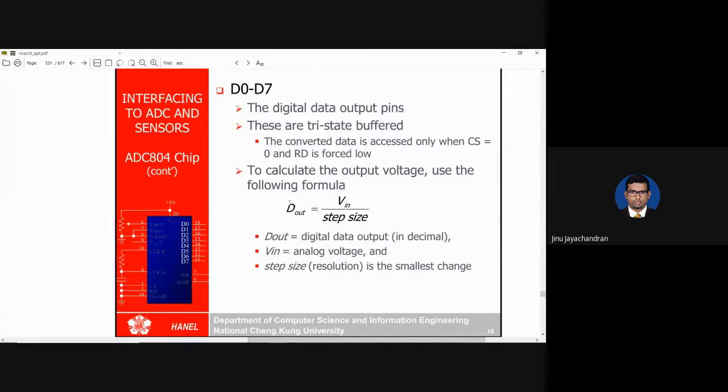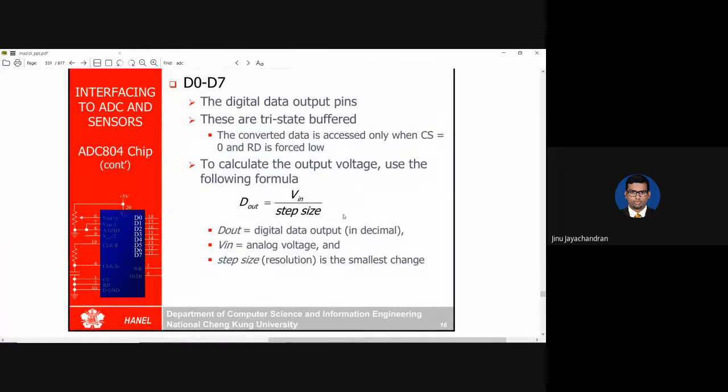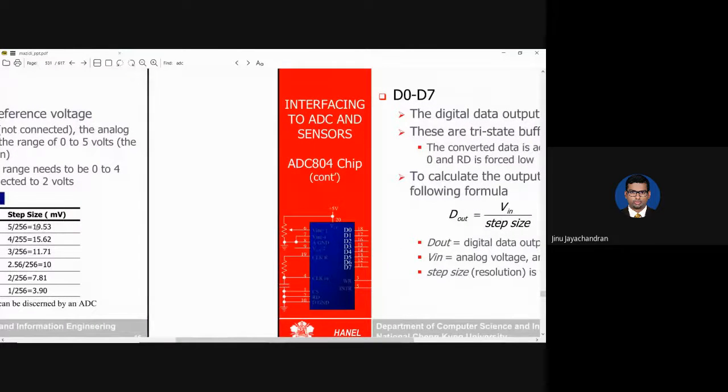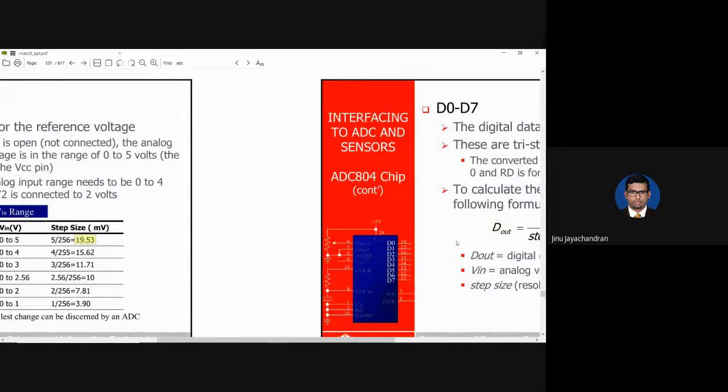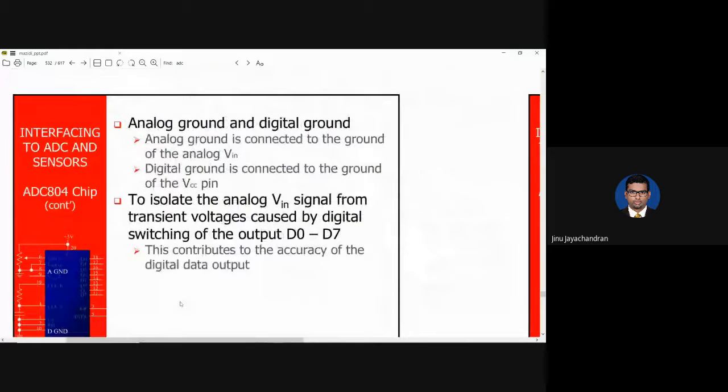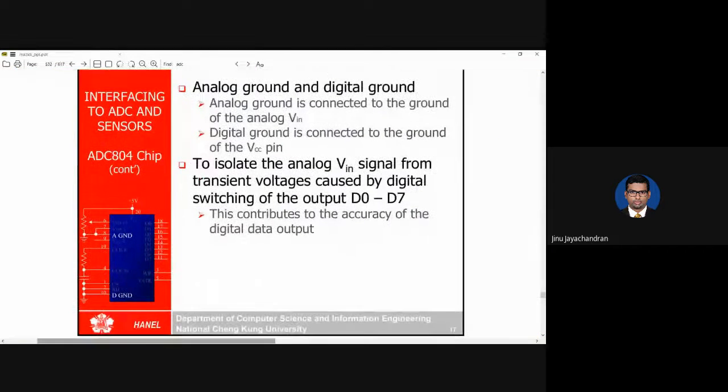So you will get the output in the digital format at the output. If you get some value at D out from D0 to D7, you can always see the corresponding voltage value by multiplying it by the step size. So let's say your minimum step size is 19.53 millivolt, and your D out is 0, 1, that is the decimal value 1. So the input voltage is 1 into 19.53, which is basically your input voltage.